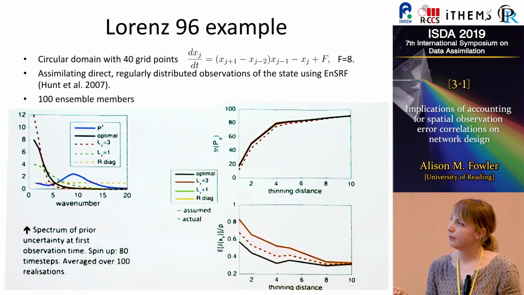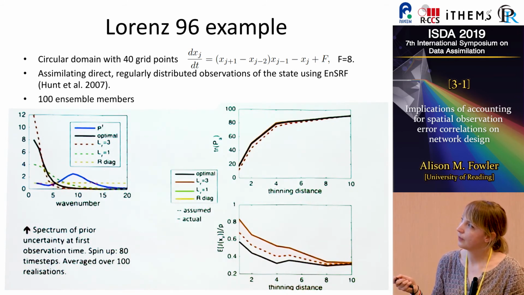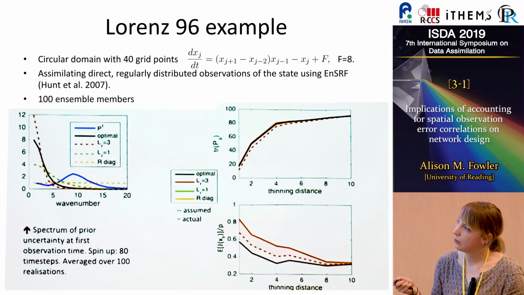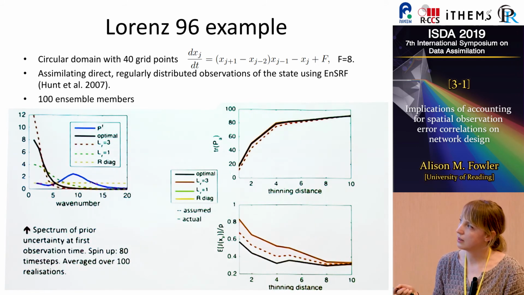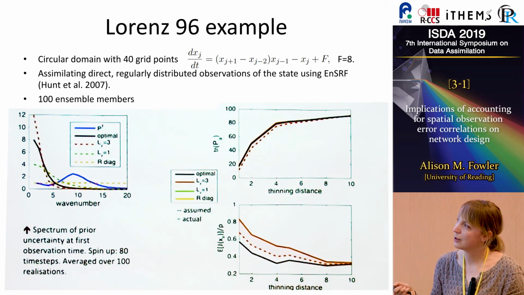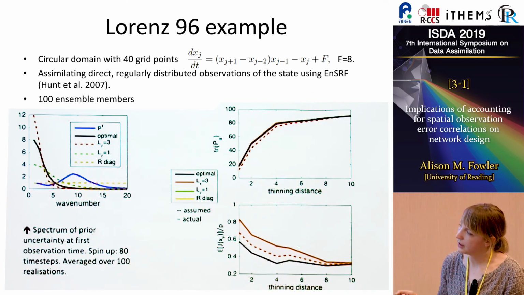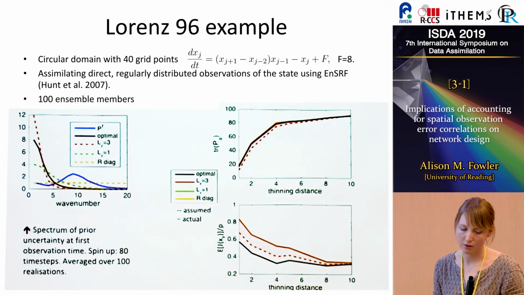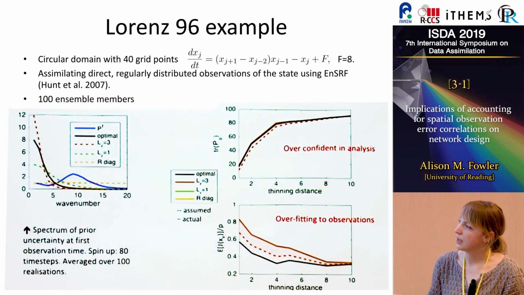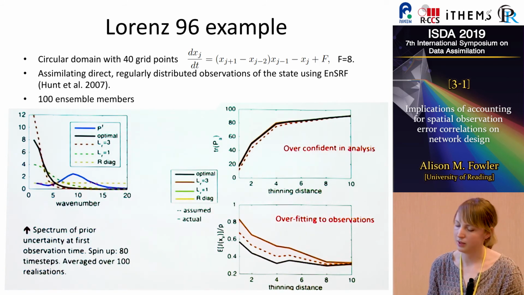So this is what we get for these two different metrics for the case when we overestimate the length scales in R. So we see that the solid line, which you can't quite see, is the actual analysis variances. And the red dashed line is what we assume. So in this case, we're overconfident in our analysis. And then here we see that the actual analysis increments are much larger than we assumed and optimal. So we're overfitting to our observations. And you see that this gets worse as the density of the observations increases.